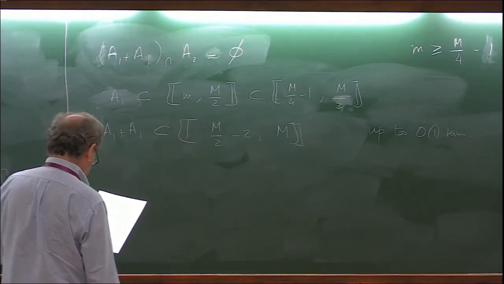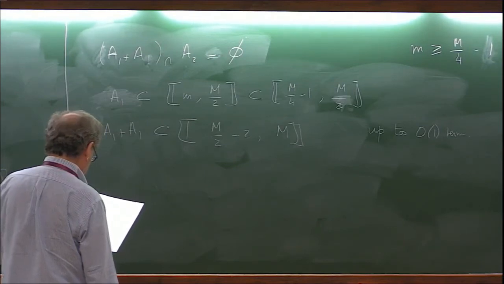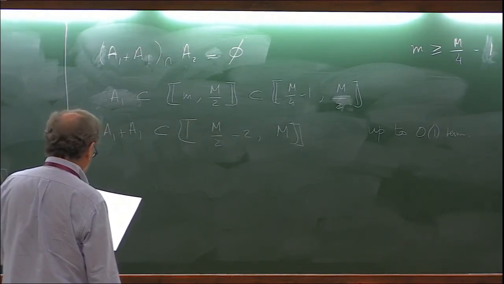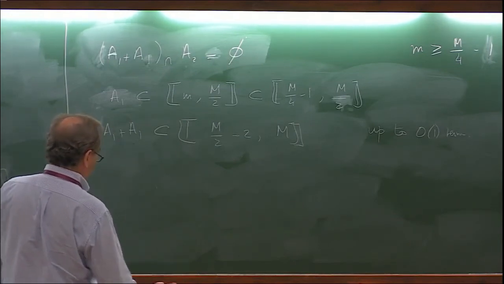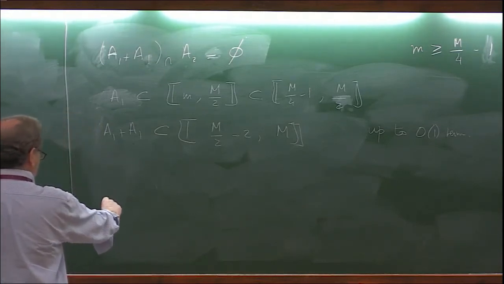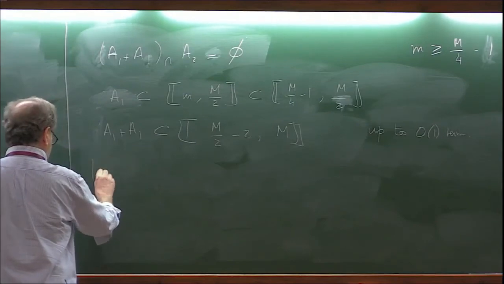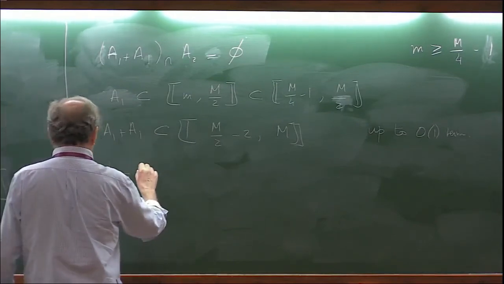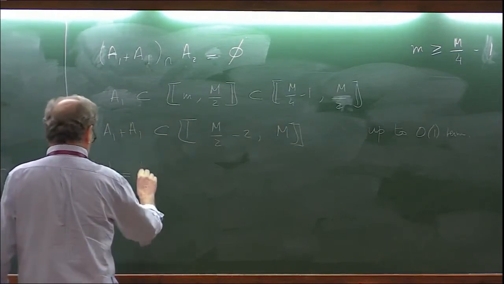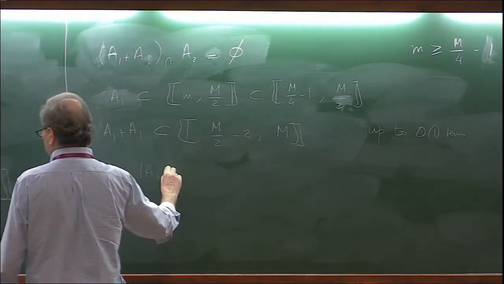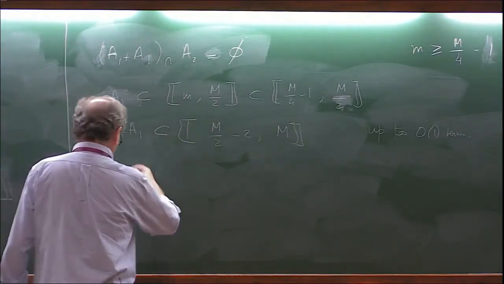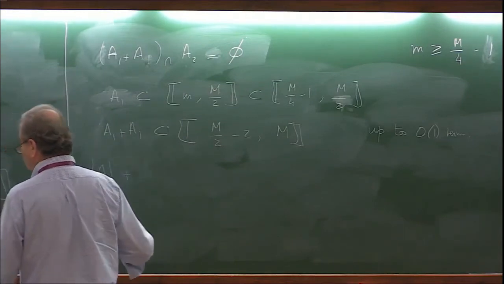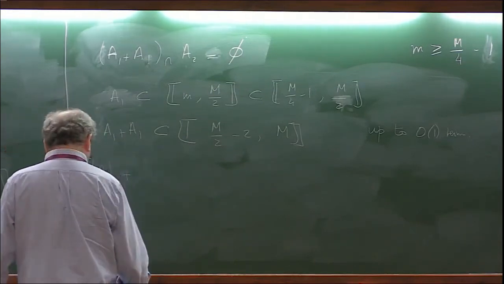Okay, A1 plus A2 is A, and we have something which is the cardinality of, I wrote something curious here, but okay, so this is the cardinality of A. Now, the cardinality of A is the cardinality of A1 plus the cardinality of A2.